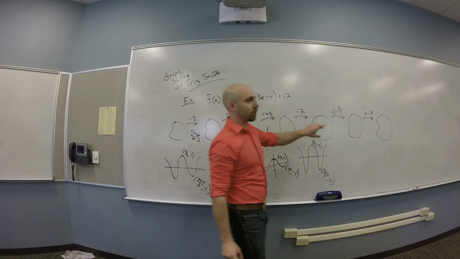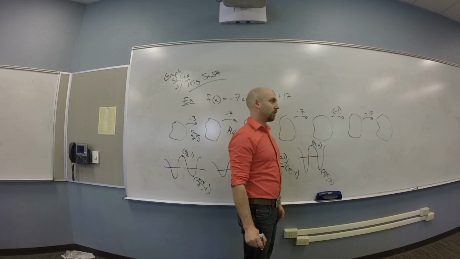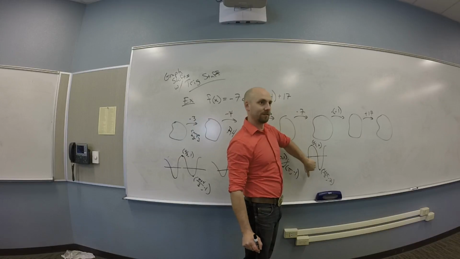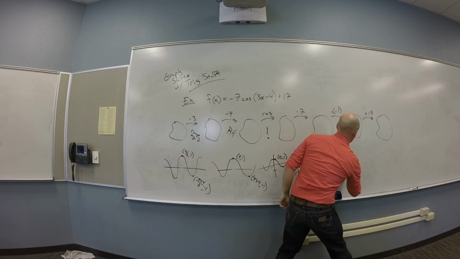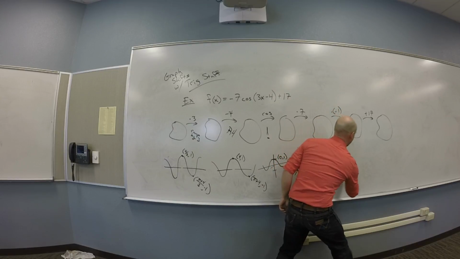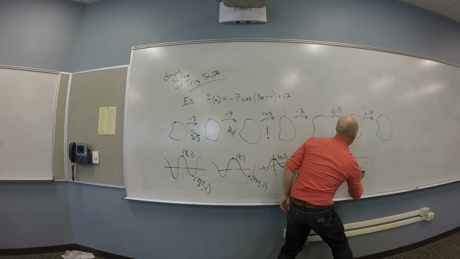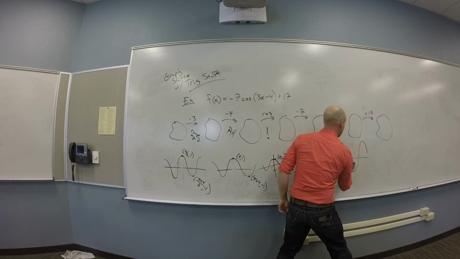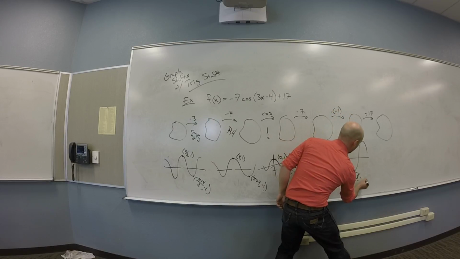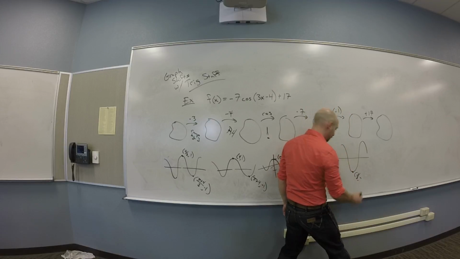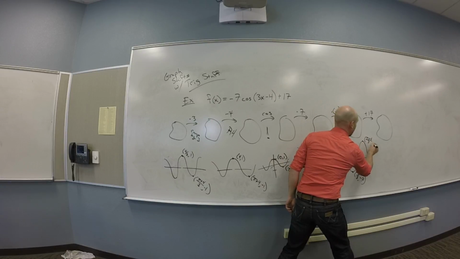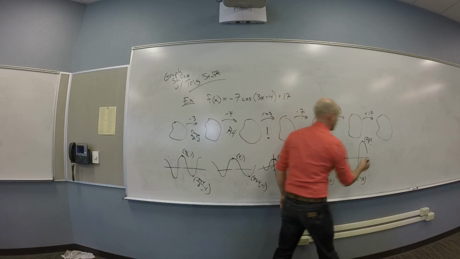Then what does the minus 1 do? It flips it over the x-axis. Instead of positive y going up, positive y goes down. Now we've got something going like this. This is at (4/3, -7), and this guy is at ((pi + 4)/3, 7).